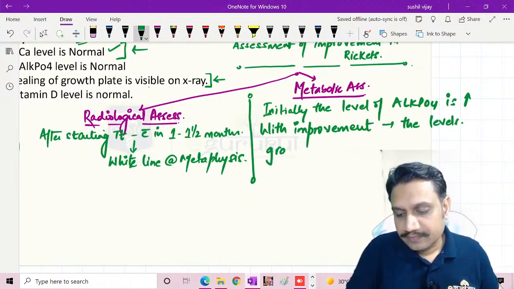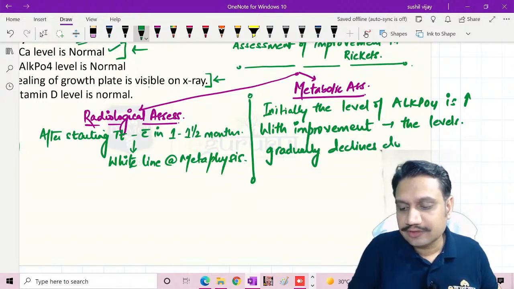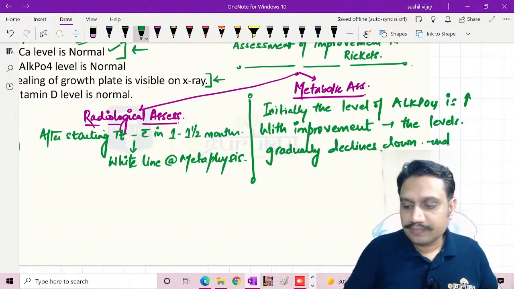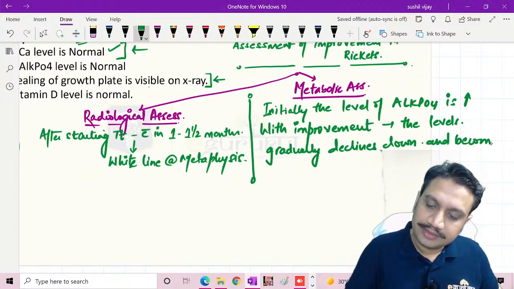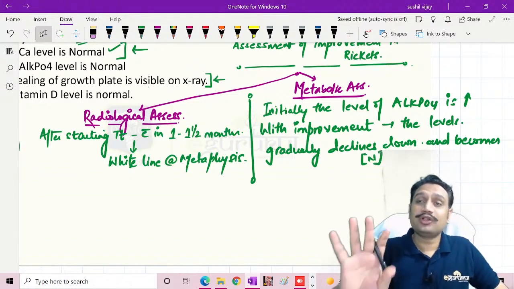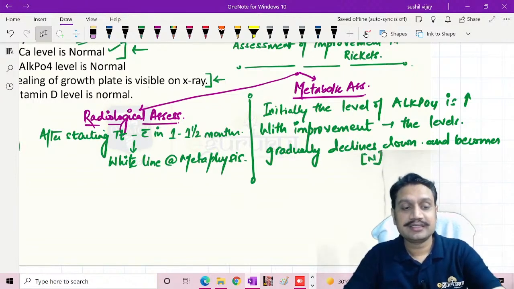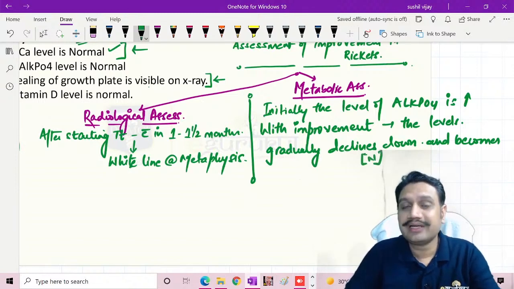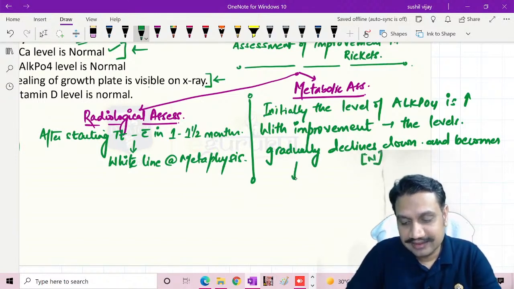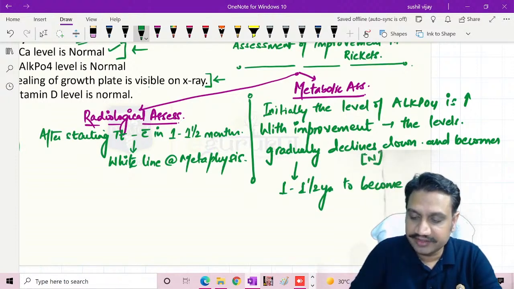The levels gradually decline and become normal. And when is it going to become normal? When all the mineral which is required by the bone has been supplemented, right? When it has been supplemented. So all the metabolic assessment will be done by this, and this can take up to 1 to 1.5 years to become normal, right? It can take up to 1 to 1.5 years to become normal.